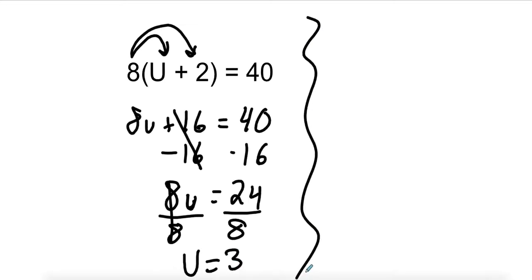And if I want to, I can even double check my answer by replacing the u with the 3. So on the exam, you don't have to necessarily do this, but this is a nice way to double check your answer. So instead of having the u here, I'm going to put 3 plus 2 equals 40. And I'm just going to solve this as I regularly would.